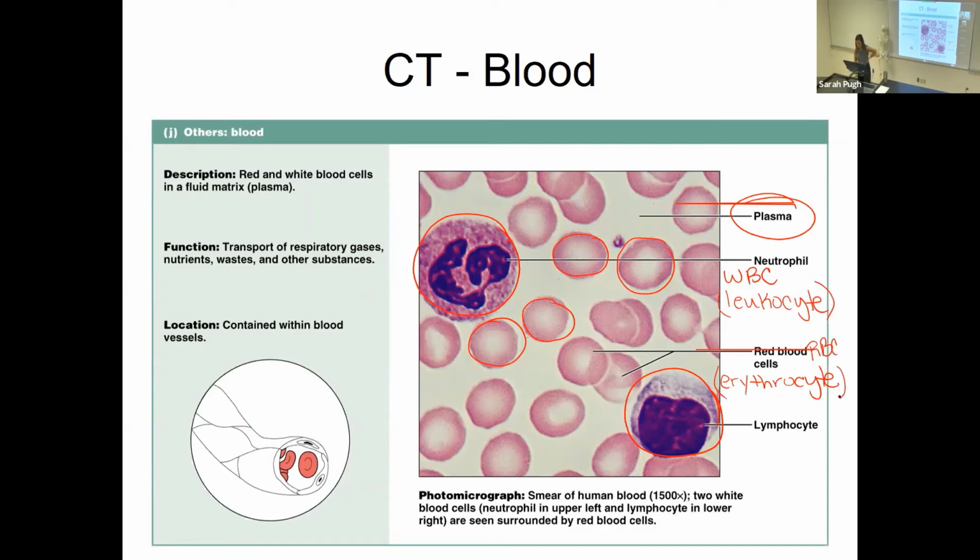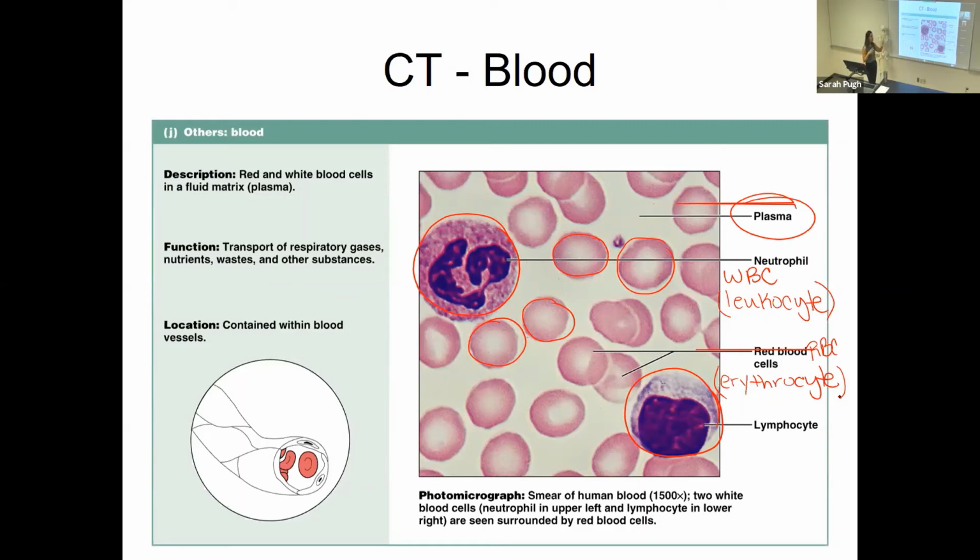Okay, so a white blood cell or a leukocyte, or a red blood cell I'll call RBC, or an erythrocyte. Now this slide is giving you specific names of white blood cells. So we have things like monocytes, neutrophils, lymphocytes. You don't have to know specific white blood cell names. The general name for a white blood cell is a white blood cell or a leukocyte. That's just the very generic terms.